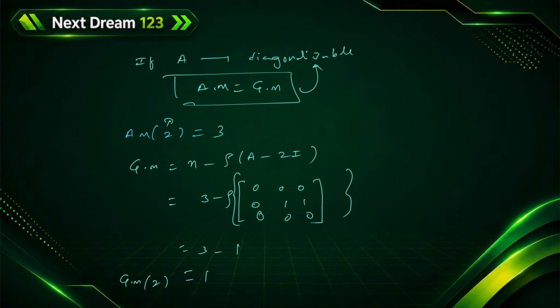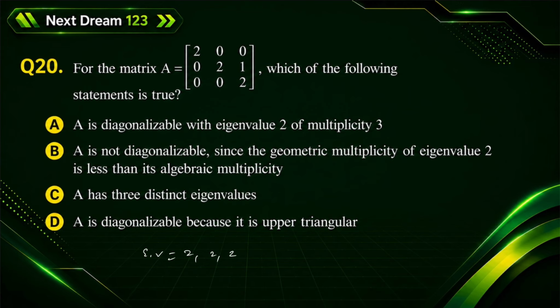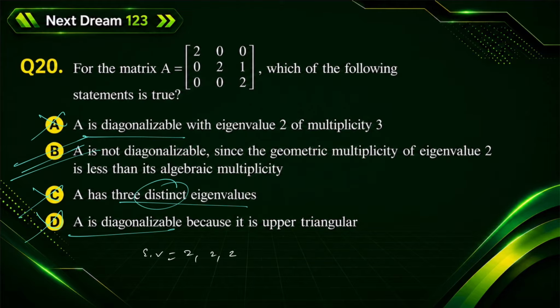If you observe, the two are not the same, so A is not diagonalizable. The statement that A is diagonalizable is wrong. A is not diagonalizable since the geometric multiplicity of eigenvalue 2 is less than its algebraic multiplicity. Yes, this is a true statement. Three distinct means different, but here all are repeated, so that is wrong. A is diagonalizable is wrong. Only B is the correct option for this question.